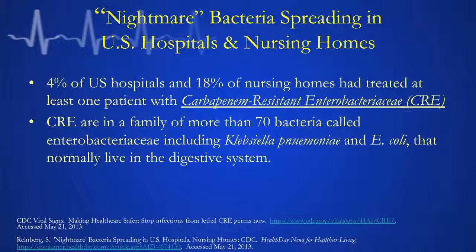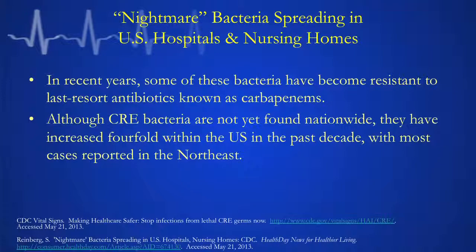So now we have VRE and CRE. CRE are in a family of more than 70 bacteria called Enterobacter, which includes Klebsiella and E. coli that normally live in the digestive system. And we know that we see Klebsiella and E. coli very frequently. Okay, we don't know it in the ER, but when you look up their cultures when they come back, it's a Klebsiella UTI, it's an E. coli UTI, it's Klebsiella in their sputum, it might even be E. coli in their sputum. So in recent years, some of these bacteria have become resistant to the last resort antibiotics known as our carbapenems.